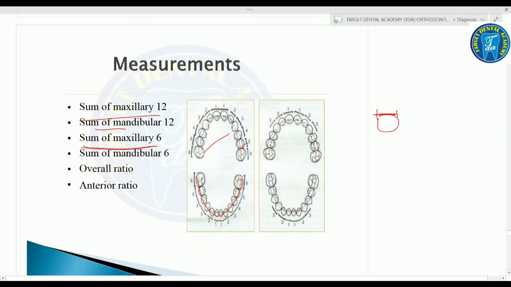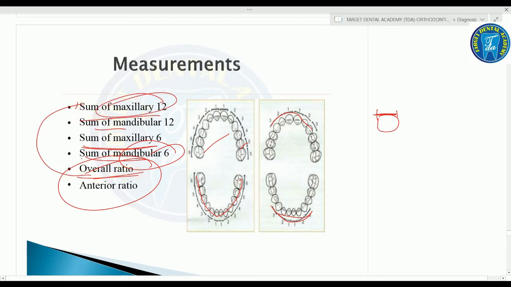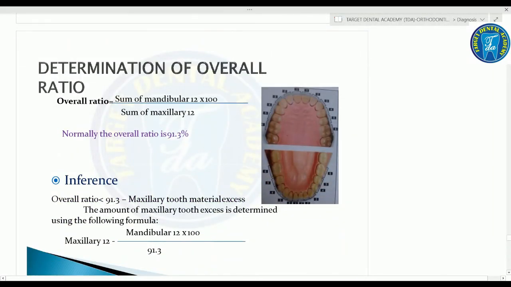Sum of the maxillary 6, from canine to canine of the maxillary. Sum of the mandibular 6, from canine to canine of the mandibular. Then we need to calculate the overall ratio for molar to molar, and the anterior ratio for canine to canine. So, determination of the overall value.